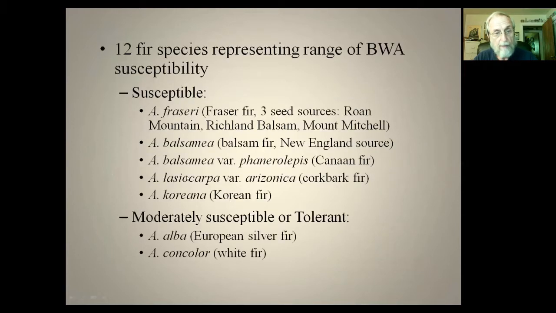And so of the 12 fir species, we selected 7, and unfortunately subalpine fir was not one of them. We did include European silver fir and concolor fir, white fir, which are moderately resistant. And it's not on my slide here, but we also had momi fir and vetch fir.